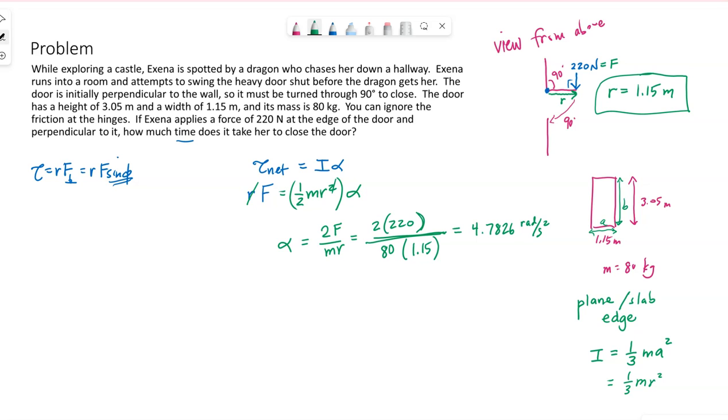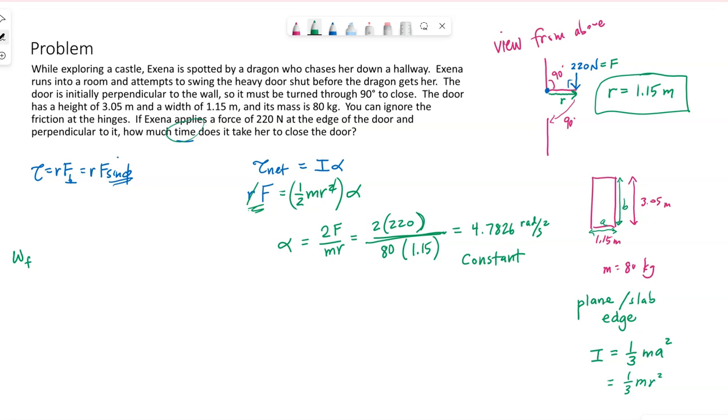Where to go from here? Well, we're looking for how much time it will take for the door to close, for her to close the door. Assuming she continues to apply the same force, we can then say that the torque is constant. I of the door is constant, so this angular acceleration is constant, which means the kinematic equations will apply.